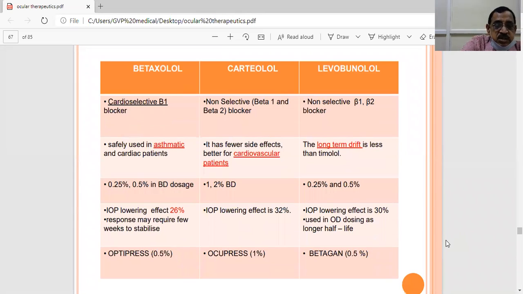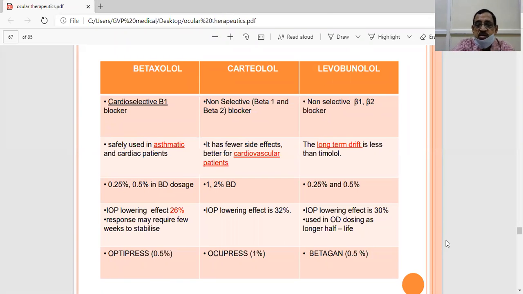Betaxolol is a cardioselective beta-1 blocker, safely used in asthmatic and cardiac patients. 0.25 to 0.5% can be administered in BD doses. The IOP lowering effect is about 26%. The response may require a few weeks to stabilize. Betoptic is the trade name of betaxolol. We have carteolol, a non-selective beta-1, beta-2 blocker. It has fewer side effects and is better for cardiovascular patients. 1 to 2% BD dosage is used. The IOP lowering effect is around 32%. Ocupress 1% is the trade name.